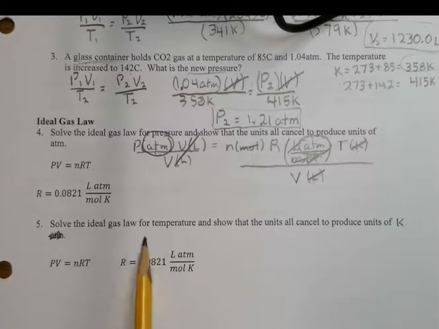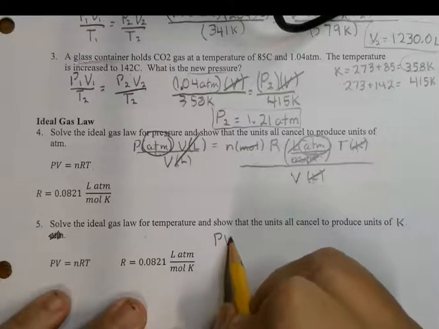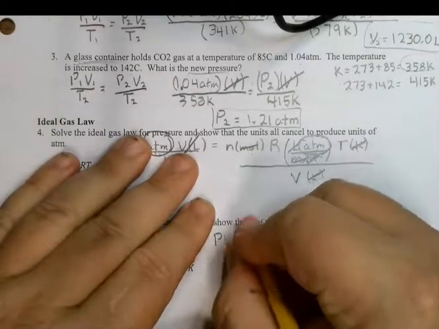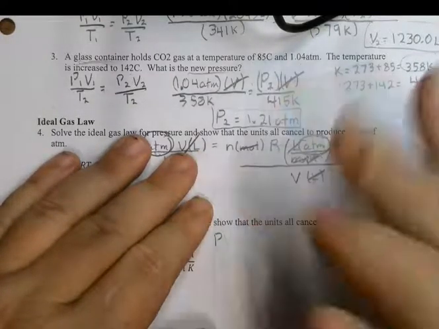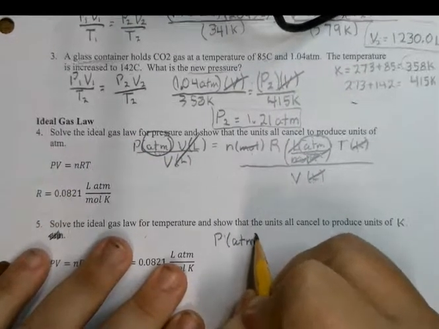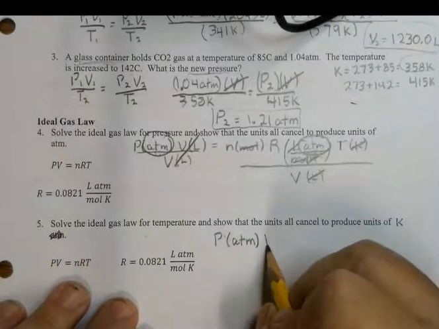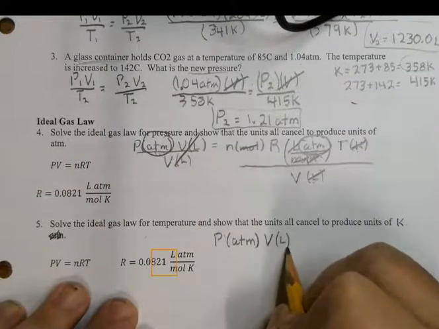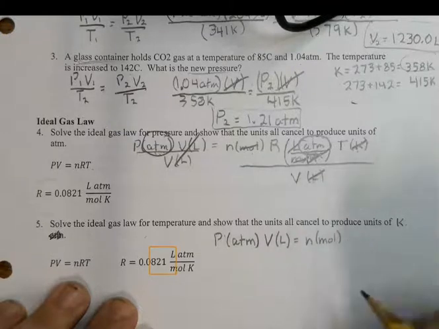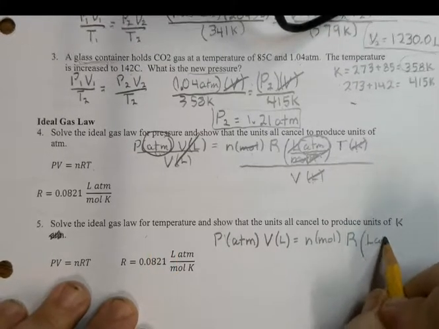Let's do it one more time for temperature, okay? So we're going to write PV, with the units. So pressure in atmospheres. And try to do this on your own before you watch this. But I'm going to go ahead and do it here, of course. And the volume in liters equals n in moles. That's the number of moles. R in liter atmospheres over mole Kelvin.